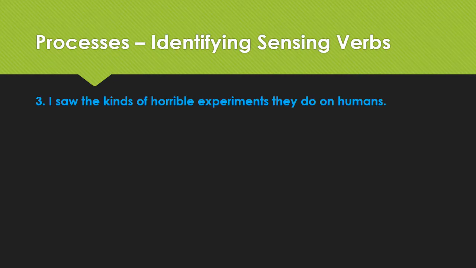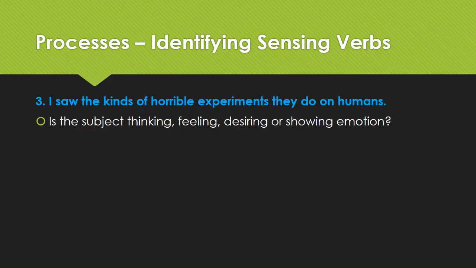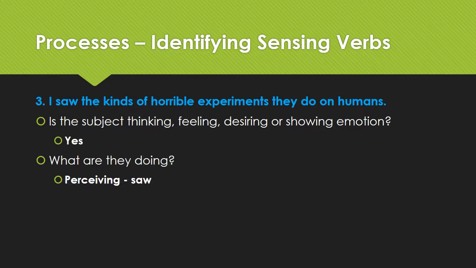Number 3. I saw the kinds of horrible experiments they do on humans. Is the subject thinking, feeling, desiring, or showing emotion? Yes, they are perceiving. Okay, so saw. This is something where it's actually a process that occurs in the mind when you see or notice something, and it's your perception of the situation. Okay, the sensing verb here is saw.